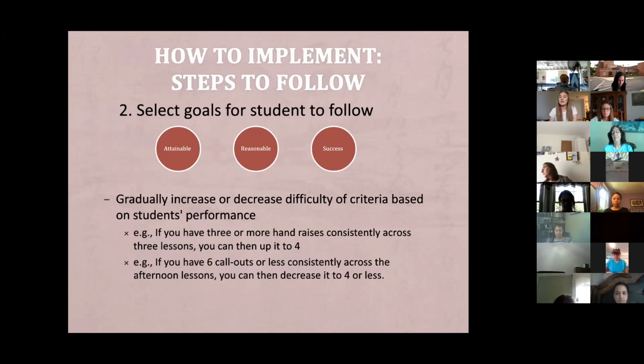So once you pick the target behaviors that you want to focus on, you can then go ahead and start to figure out how you're going to set goals for your students and the criteria that they need to reach. Especially initially when you're first implementing these plans, you want to make sure that the goals, the criteria, are attainable and reasonable, because that's the best way to foster success with these models.